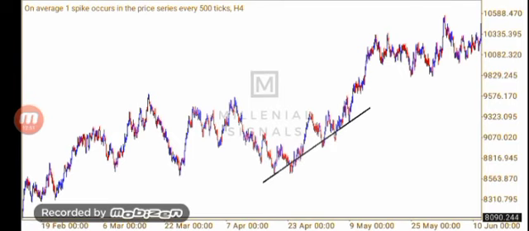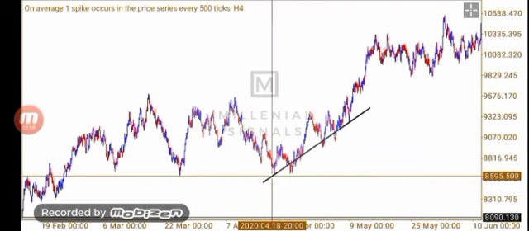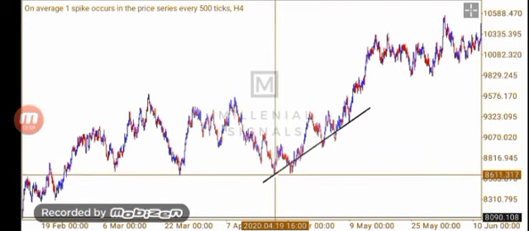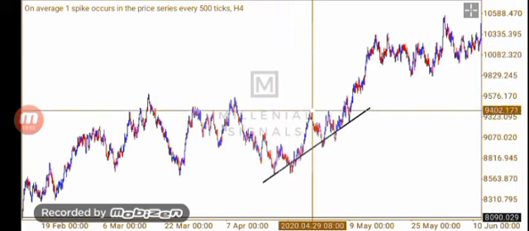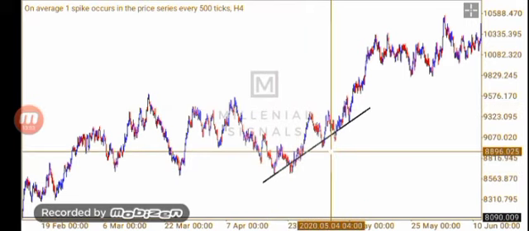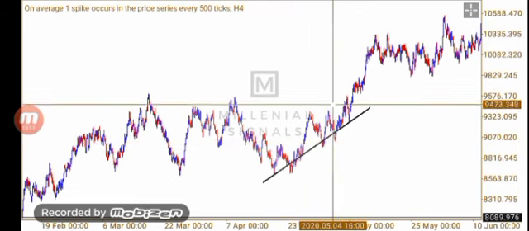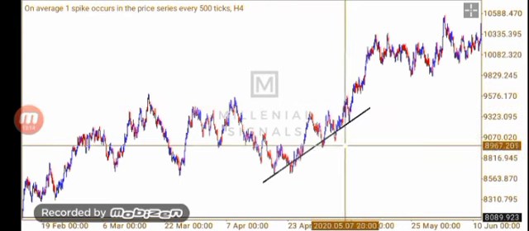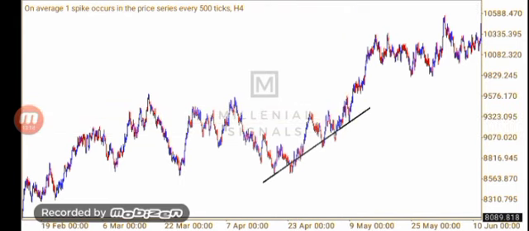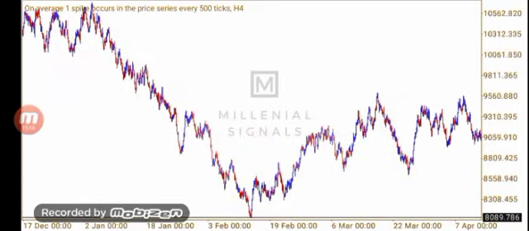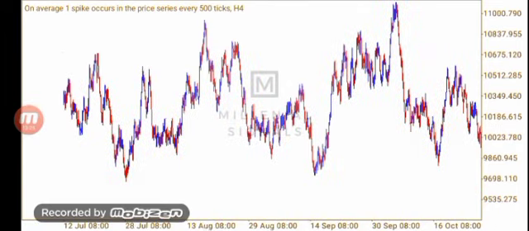You can see every time the price touched the trend line, what happened? Price went up, right? Again here, price went up. Again here, when price touched the trend line, what happened? The buyers came in and took price up. As you can see, it kept on repeating itself. So it's not that hard, right? It's not that hard. Let's see one more example.